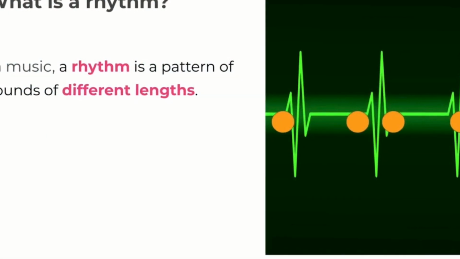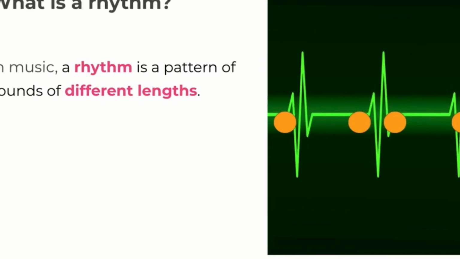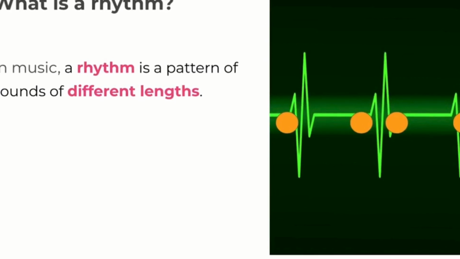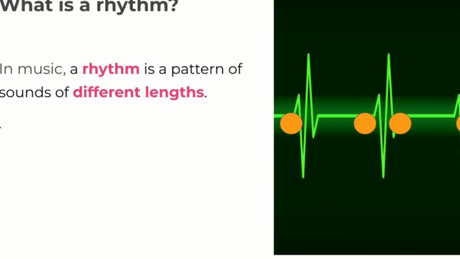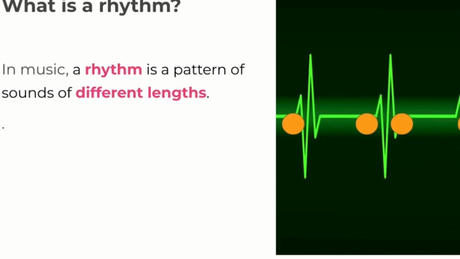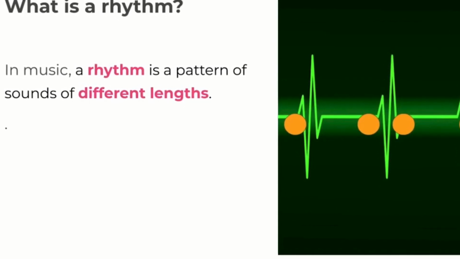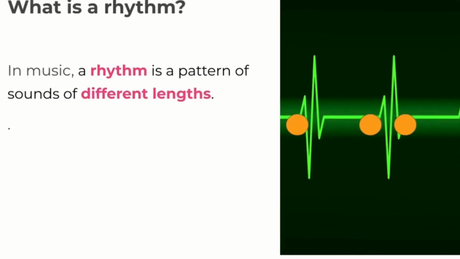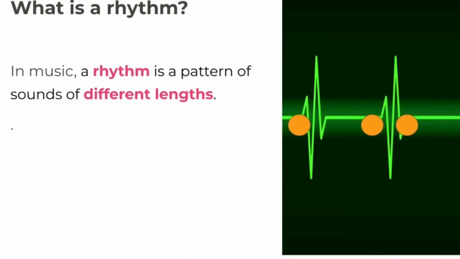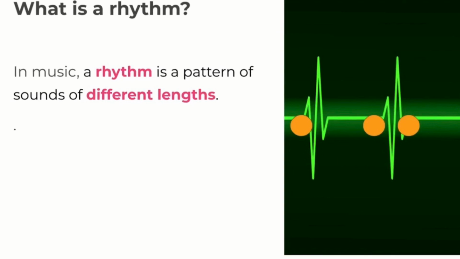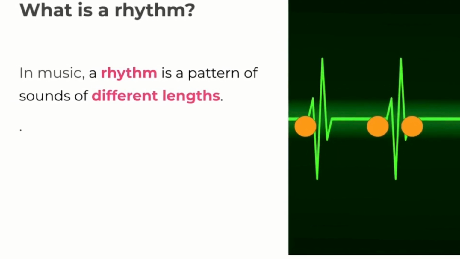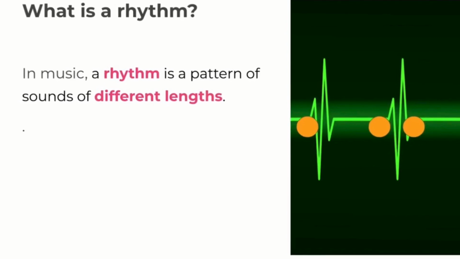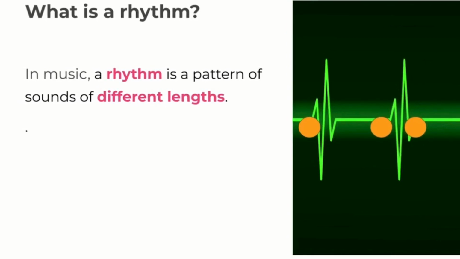So now we know what pulse is, let's move on to rhythm. What is a rhythm? Well, in music, a rhythm is a pattern of sounds of different lengths. A rhythm keeps the music driving on. A rhythm can be divided up into half beats, single beats, quarter beats, and then we can have lots of different rhythms going on at the same time, and that's called a polyrhythm. So let's see how we get on.